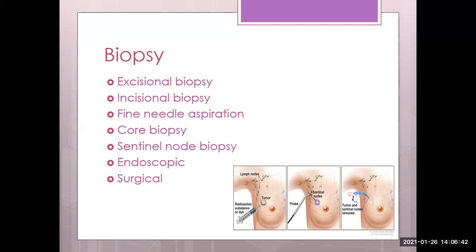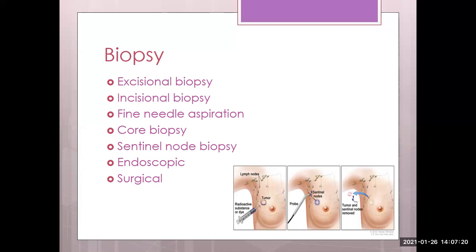So typically with a sentinel node biopsy, they'll inject that dye, and then they use a probe to test and see which lymph nodes are affected. Like if they're radioactive, then with the probe they actually can tell which nodes the dye was taken up by, and they'll go ahead and remove those nodes. The recommendation for sentinel node biopsies is at least 2 to 3 nodes are removed.